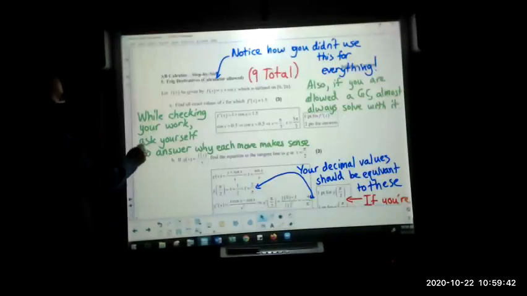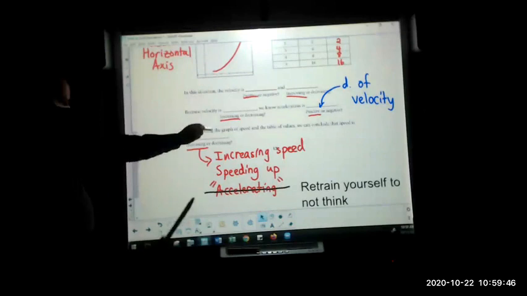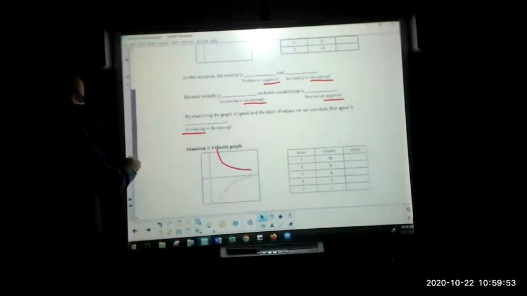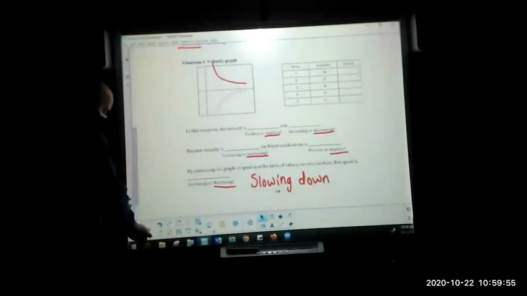Okay, let's start with situation 1. Situation 1, speeding up, increasing speed, check. Situation 2, speeding up, increasing speed. Situation 3, decreasing. Situation 4, decreasing. So that's situations 1 and 2.